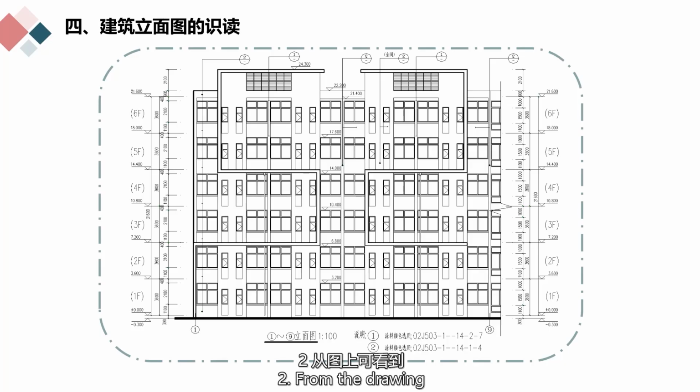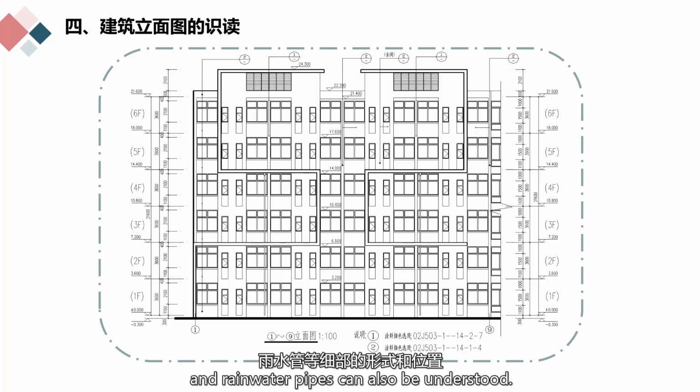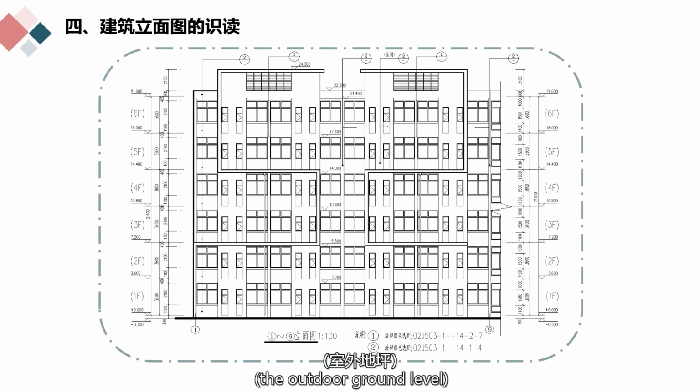Second, from the drawing, the entire exterior appearance of the house can be seen, and the forms and positions of details such as the roof, doors, windows, plinth, and rainwater pipes can also be understood. Third, from the elevations marked in the drawing, it is known that the lowest part of this building, the outdoor ground level, is 300 millimeters lower than the indoor plus or minus 0.000, and the highest part is 24.3 meters.